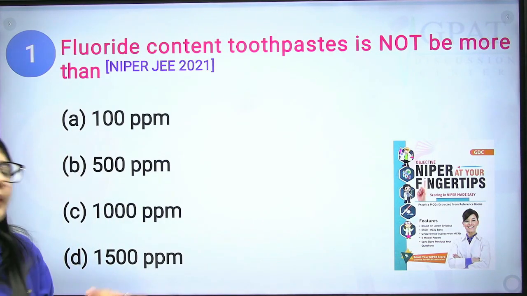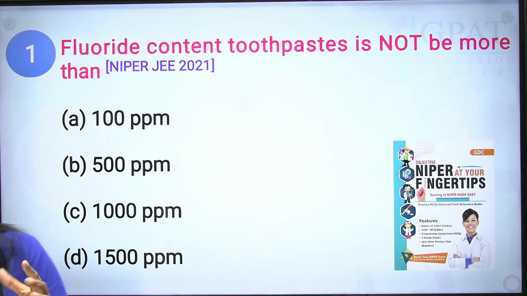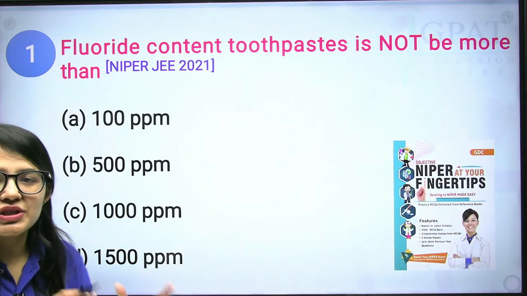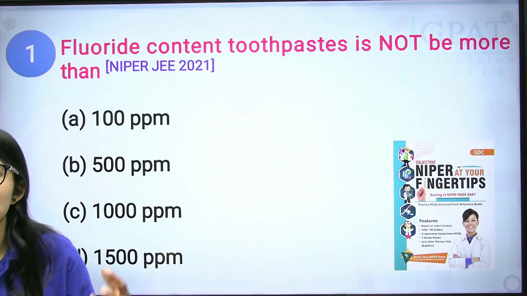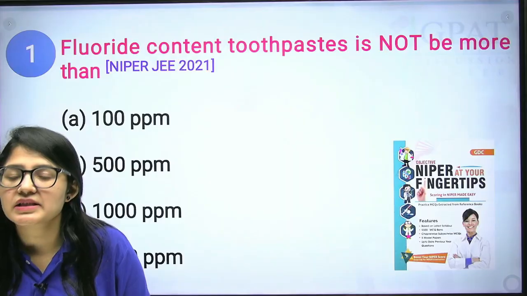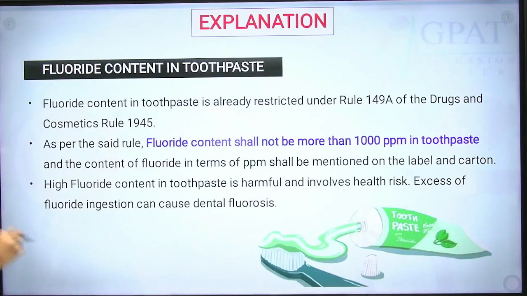Clear? Okay. Next we have 1500 ppm. This causes toxicity, and also this causes fluorosis in children. Fluorosis is a type of disease that is caused by the excess presence of fluoride. So we can say not more than 1000 ppm of fluoride should be present in your toothpaste.